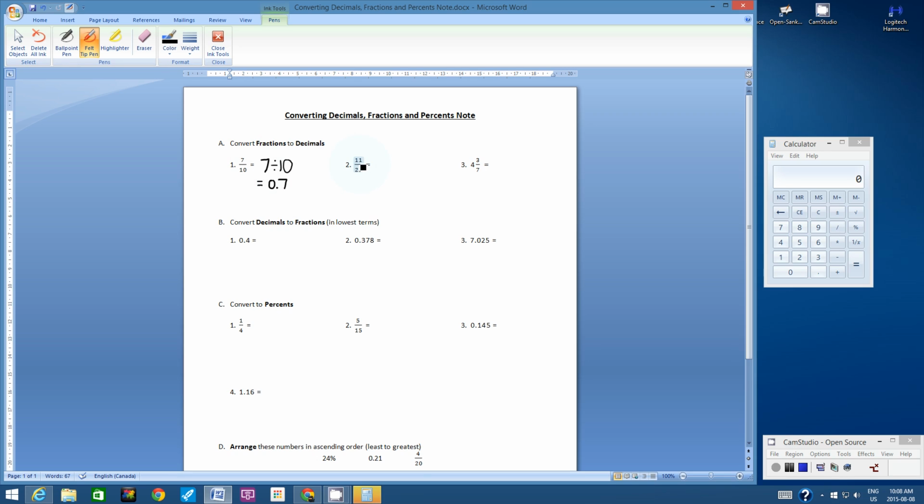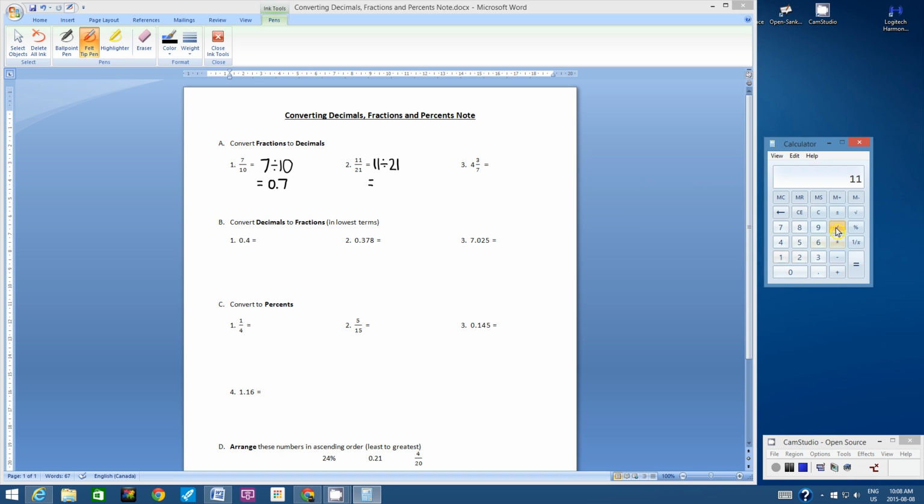11/21, a very unusual fraction. Again, this middle line here means divide. 11 divided by 21. So write out what you're going to do, 11 divided by 21, and then type it into your calculator. So if I use my calculator over here, sometimes we don't get such a clean decimal answer. We get a big mess like this.